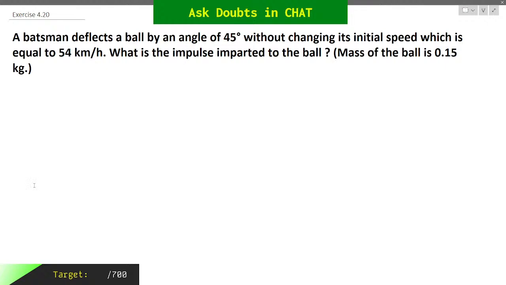A batsman deflects a ball by an angle of 45 degree without changing its initial speed, which is equal to 5 km per hour. What is the impulse imparted to the ball? So the question is again same as in the previous two questions we are seeing. Here, if you want to simplify the approach of this question, it is said that this angle is 45 degree, so this individual angle would be 22.5 degree.